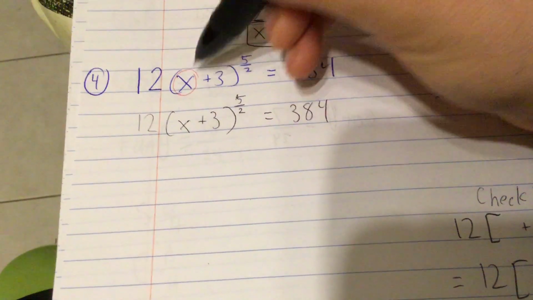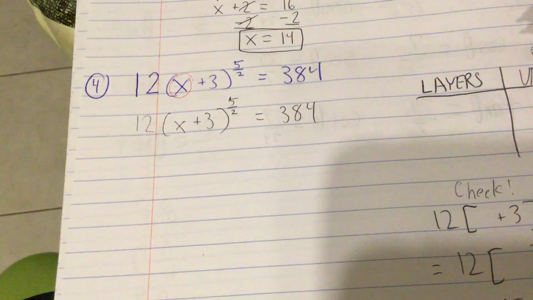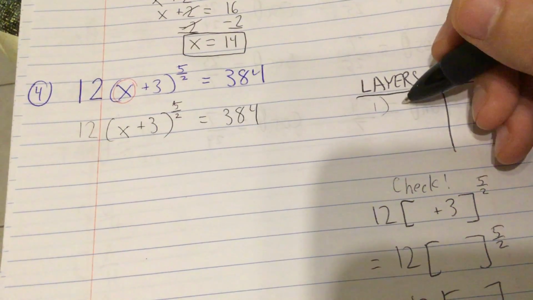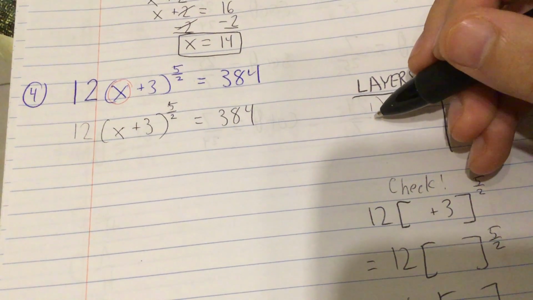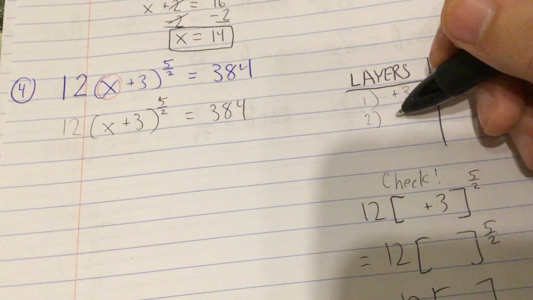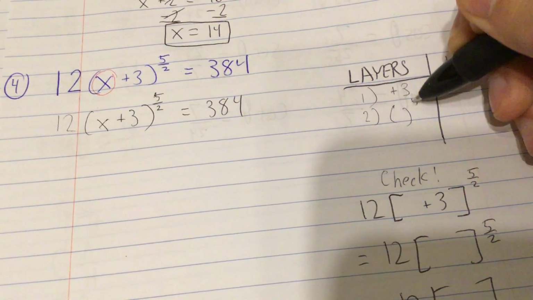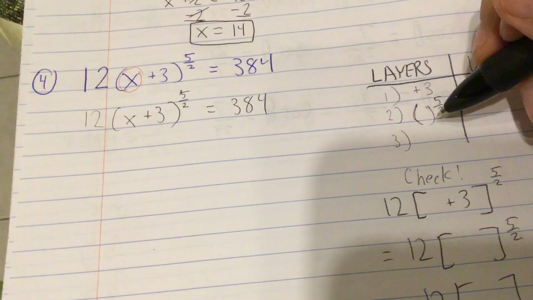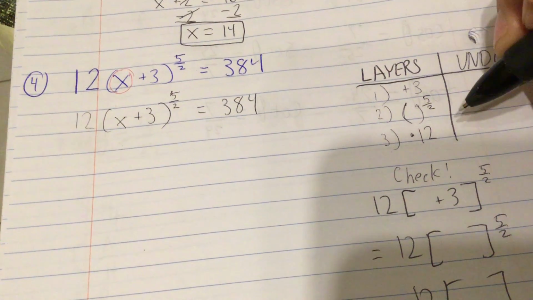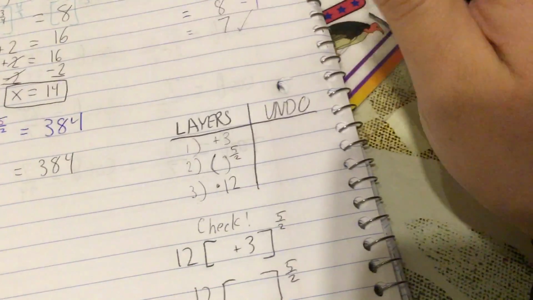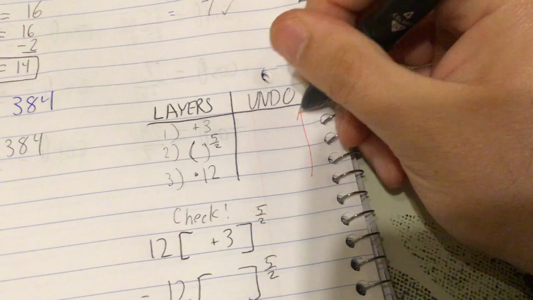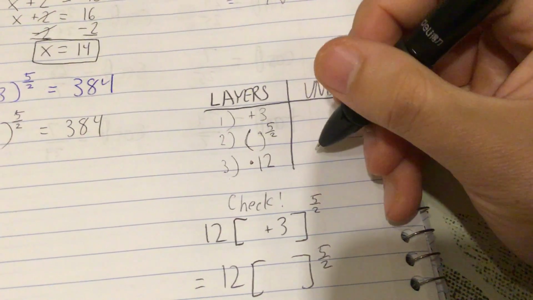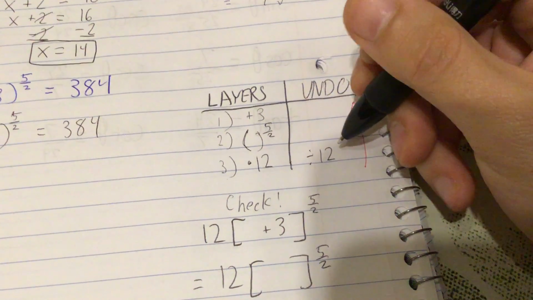Okay. All right. So, first things first. Layers, layers, layers. The first thing bothering my x is plus 3. The second thing bothering my x is to the 5/2 power. Finally, the third thing bothering my x is times 12. Now I'm going to undo all 3 of these layers from outermost to innermost. I'm going to undo times 12 with divided by 12.